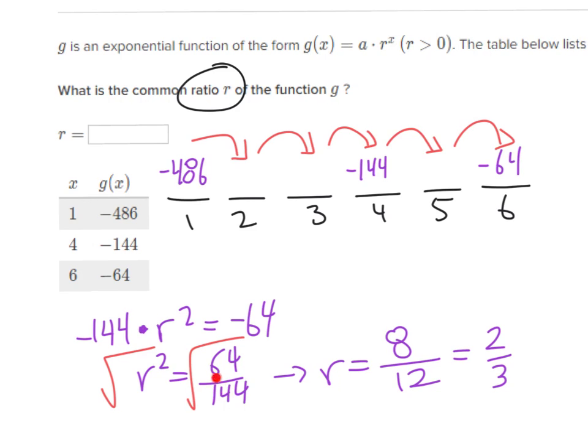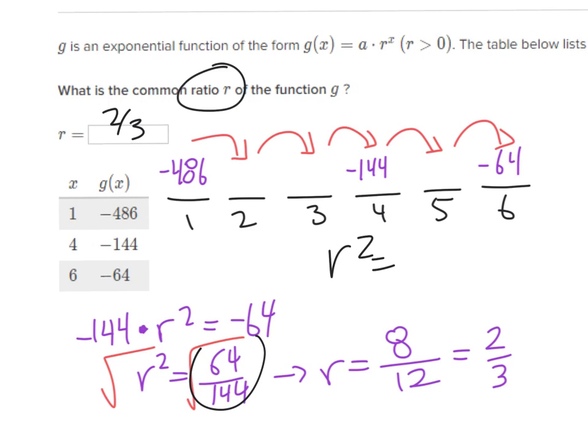I divided, and at this point I saw, hey, those look like perfect squares. That's a perfect square, that's a perfect square. So if I take the square root, I would just get 8 over 12, which reduces to 2/3, and that is the correct answer. If you didn't recognize that, I've got my calculator handy, and you divided, you would get this.